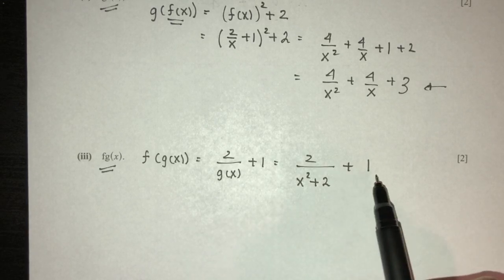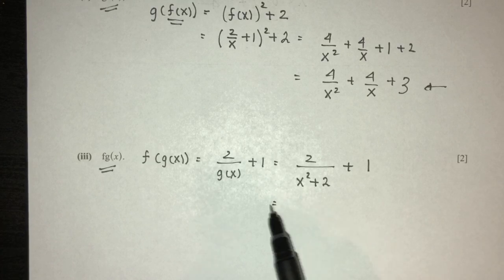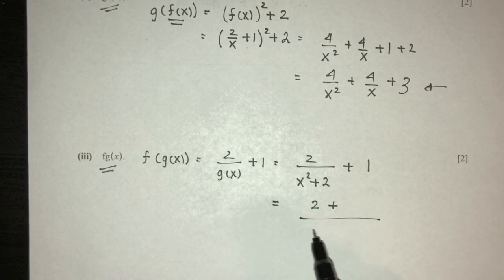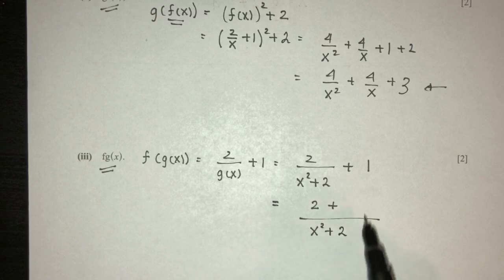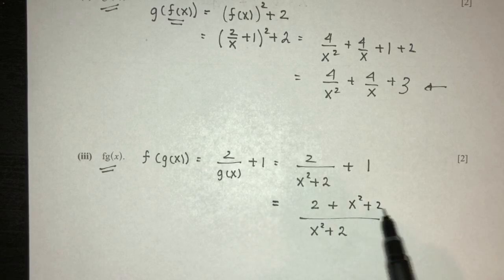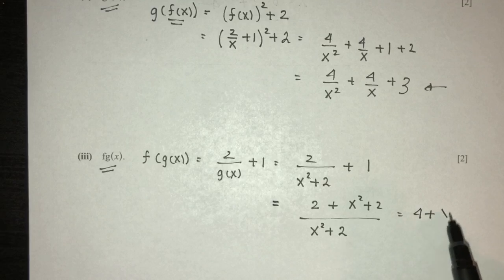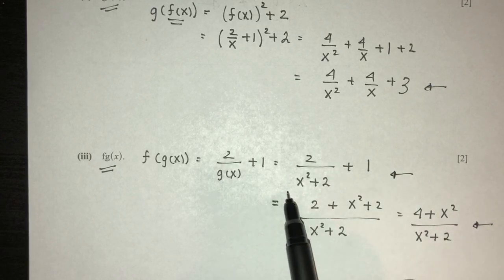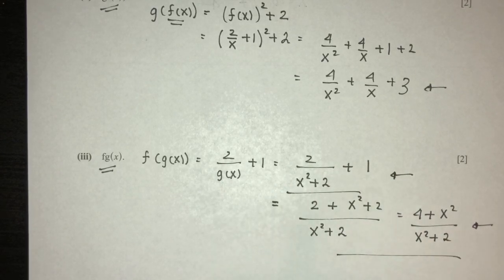Yeah. If you want to simplify, you can always do that, but you can stop here if you want to as well. So that will be 2 plus, so let's have the same base for both. That will be x squared plus 2. That will be 4 plus x squared over x squared plus 2. You can do that if you want to. If you want, you can just stop here as well. That will be your answer for part 3.